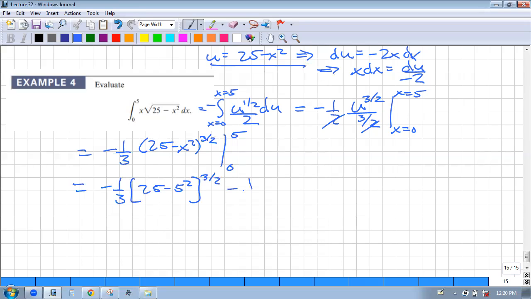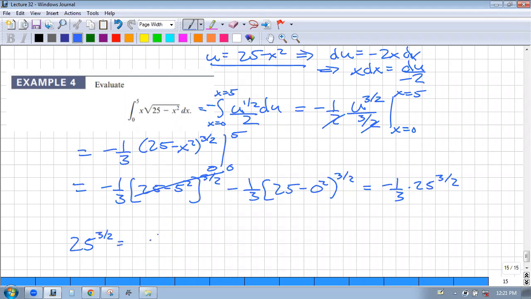and subtract and plug in the 0. There we go. So this is 25 minus 25. This is 0. So over here, I'm getting negative 1/3 times 25 to the 3/2. What is 25 to the 3/2? Well, 25 is 5 squared. And then I have to the 1/2 cubed. So this is 5 cubed, or 125. So this is negative 125 over 3.